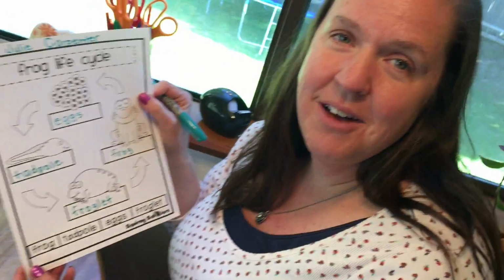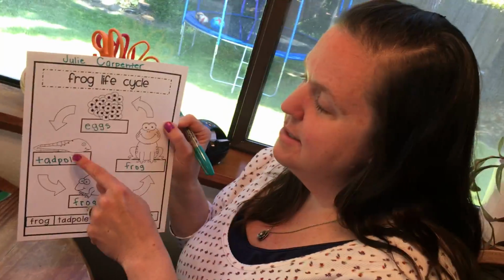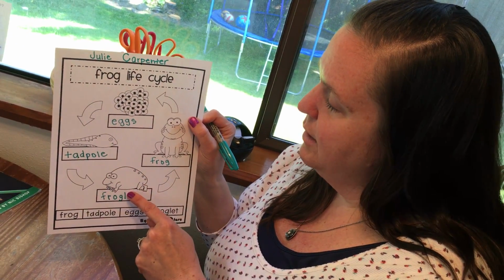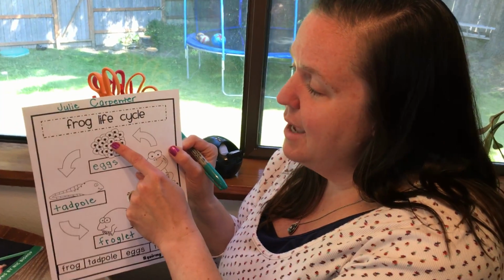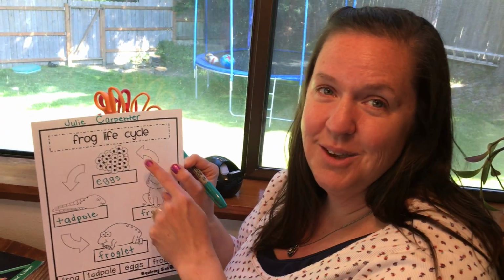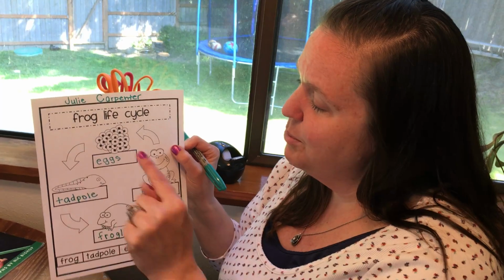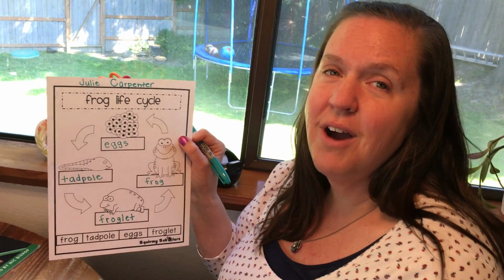The life cycle of a frog is eggs, tadpole, froglet, and frog. The frog is all grown up. Starts with an egg, but now he's just a frog. He went through the life cycle. He was a tadpole, a froglet, and now he's a frog.